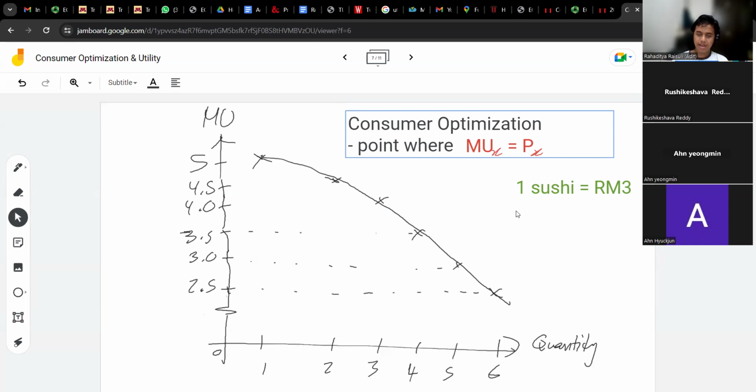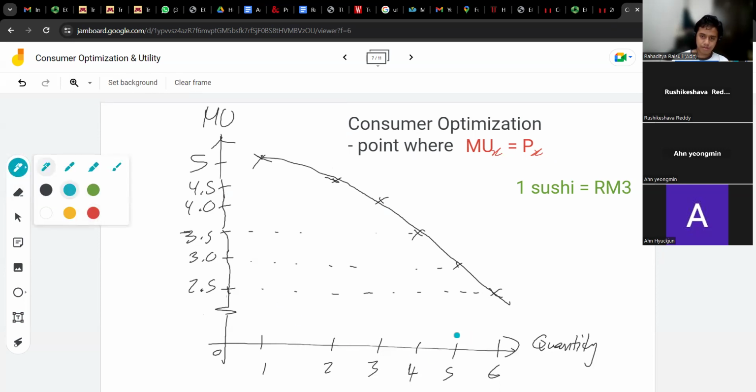Five. Yeah, 5. How do you know it's 5? Youngmin? Oh wait, let me check chat. Right, Hyo also said 5. Youngmin, you there? Yeah, explain to me. Assume that 1 ringgit is one marginal utility and you find 3.0. Yeah, exactly, that's correct. And then you find the quantity. So at the price of 3 ringgit, the marginal utility will be equal to that.